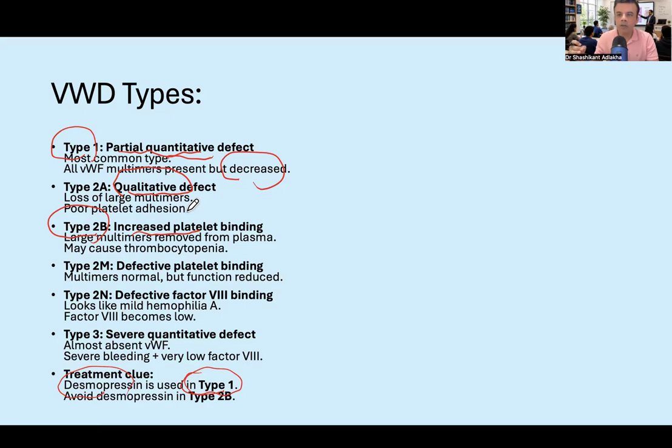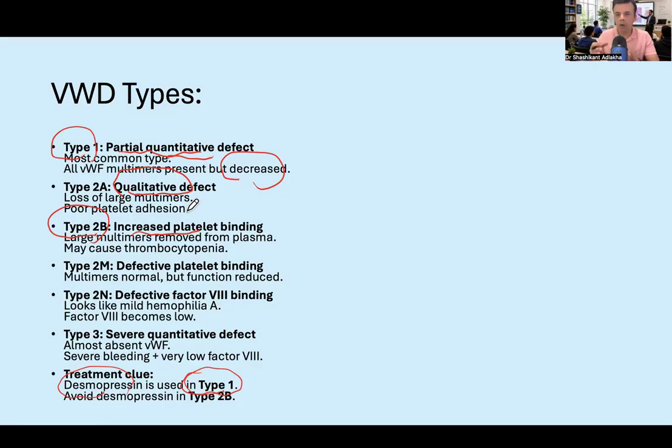So that's what happens in type 2B, and it causes thrombocytopenia, and it is contraindicated to give desmopressin. Desmopressin in type 2B is strictly contraindicated because it will cause further release of the von Willebrand factor, which will cause increased binding, and it may cause further thrombocytopenia. So it is quite contraindicated to give desmopressin.